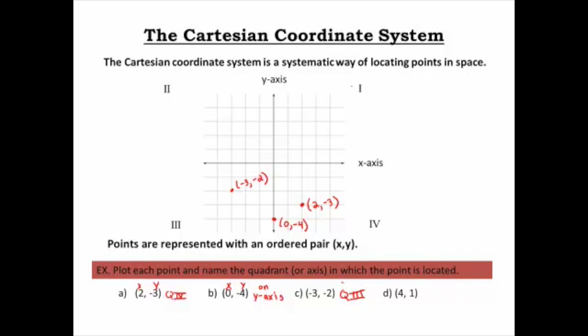I want you to notice, any point that has both coordinates negative will end up in quadrant 3. Because if the x-coordinate is negative, you'll move left, and if the y-coordinate is negative, you'll move down. So any point that has two negative coordinates will end up in quadrant 3. You can think that way for any of these quadrants. Just by looking at the signs of the coordinates, you'll be able to tell what quadrant a point is in.